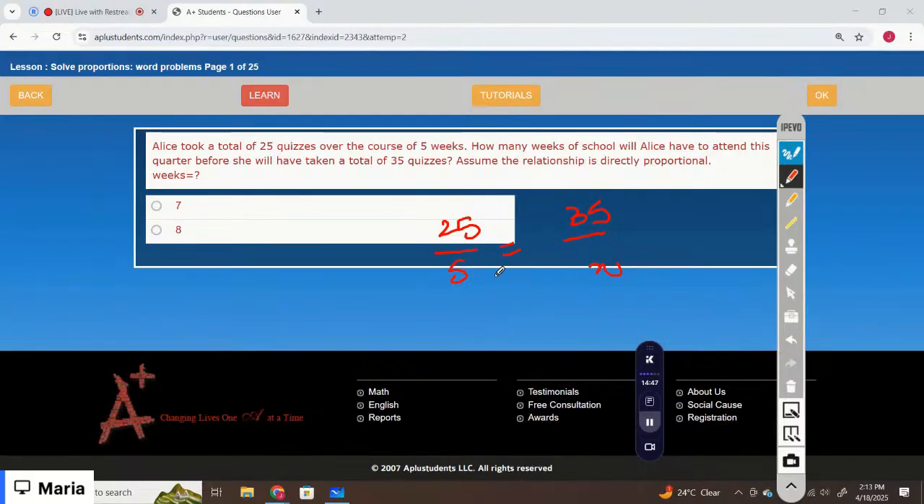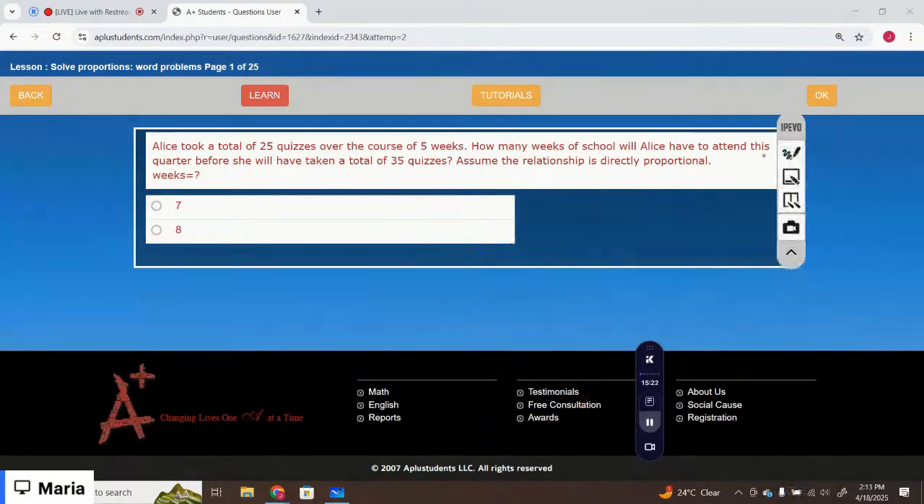So let's just cross multiply: 25 times x equals 5 times 35. Now divide both sides by 25 because we need to evaluate the value of x. 5 times 1 is 5 and 5 times 5 is 25. 5 times 1 is 5 and 5 times 7 is 35. So the correct option is 7. Option number 1 is the correct option.